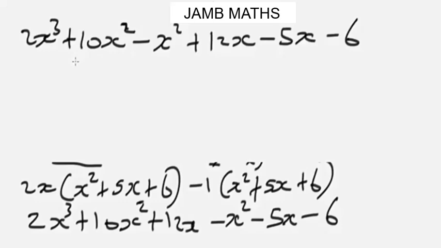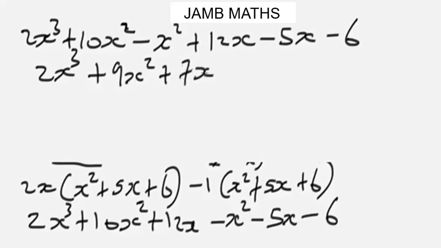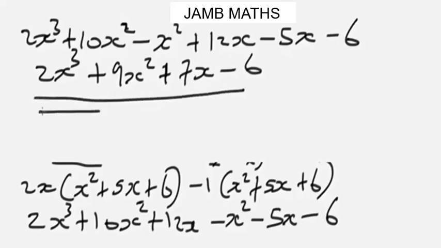So our final result for this expression will be 2x cubed. Alright, 10x squared minus x squared gives us plus 9x squared. 12x minus 5x will give us plus 7x. Then minus 6. Alright guys, so this will be the final answer to this question. So this will be the algebraic expansion of what we have here.